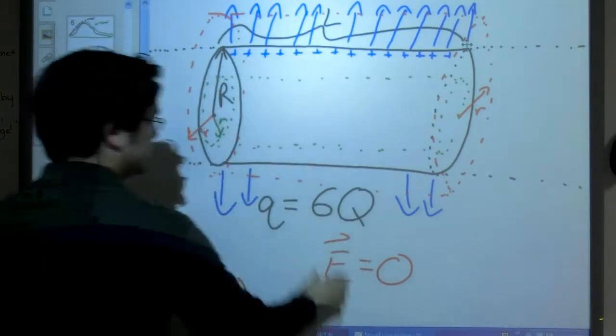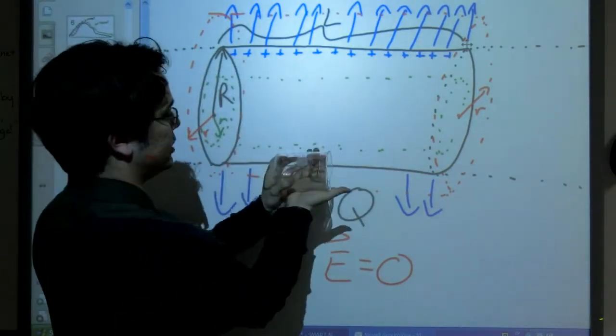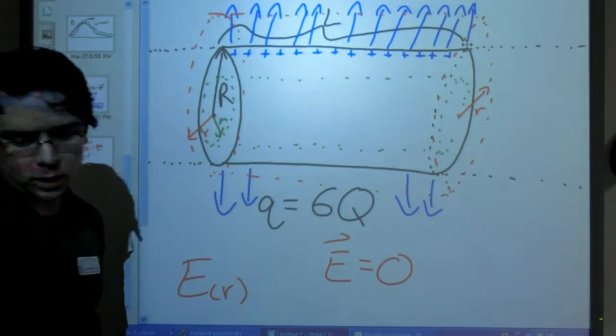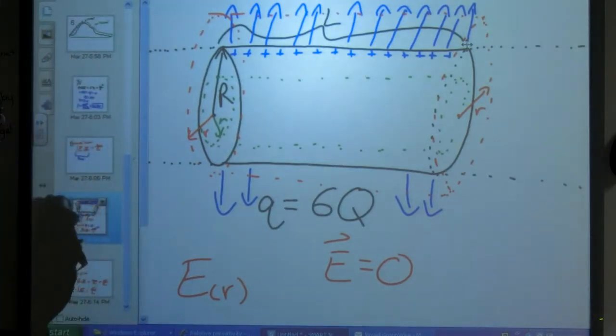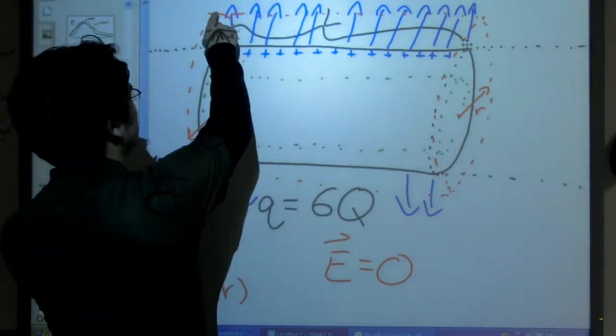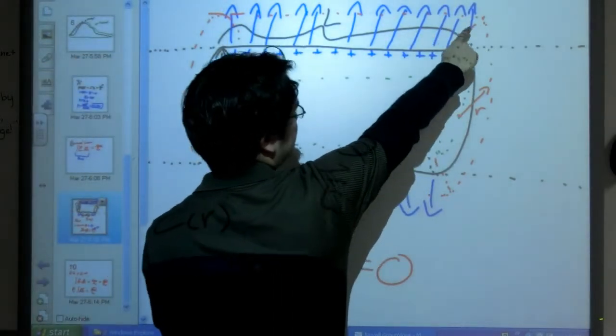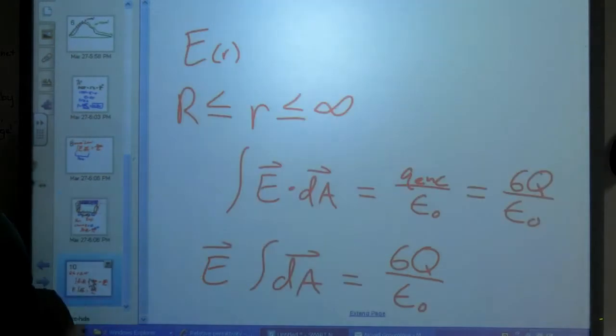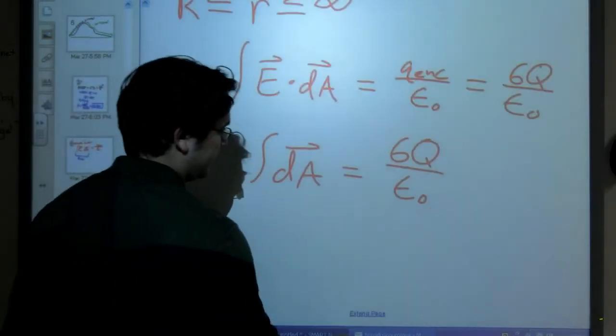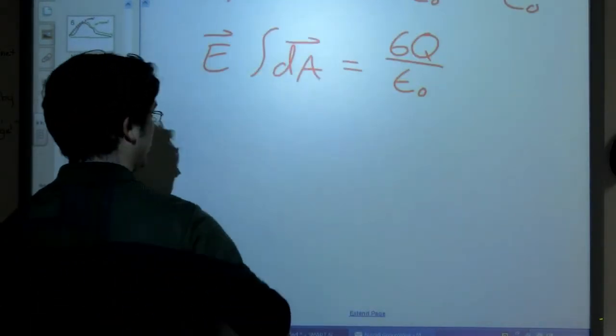Okay? So we need the surface area around here. Well, the surface area of a cylinder, at least the sides of it, that'll be the same thing as our circumference times our height, or in this case, length, however long it is. That's the surface area of the side of a cylinder. Okay, so I'm going to fill that in.